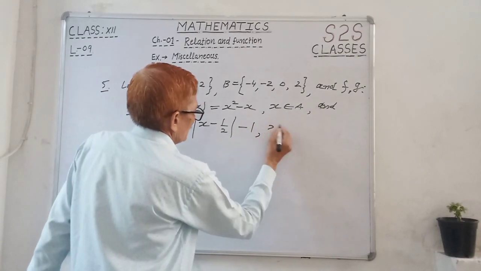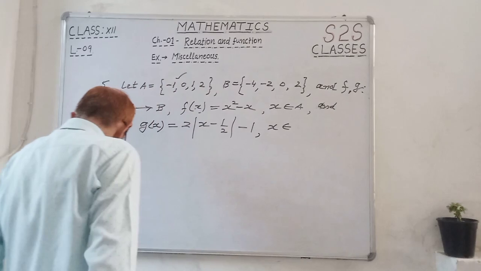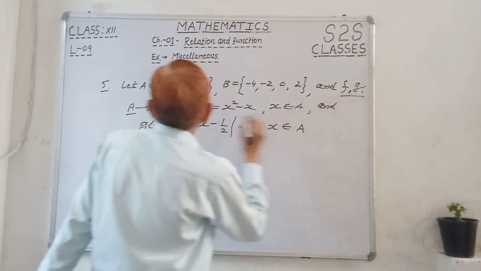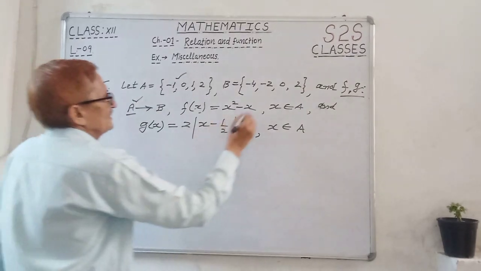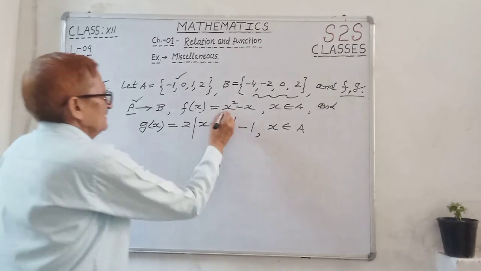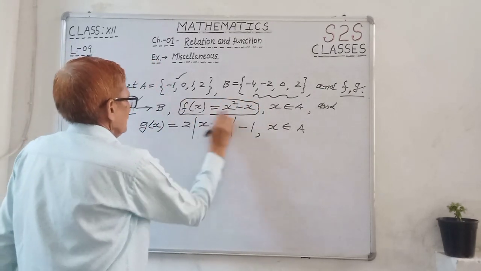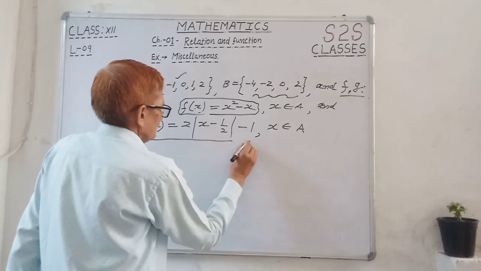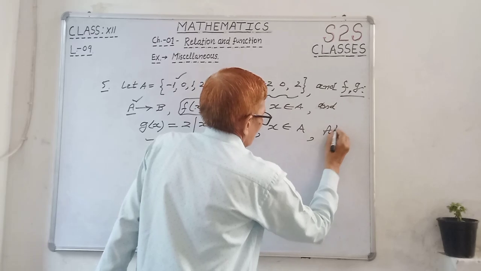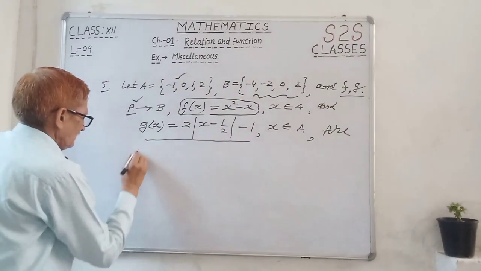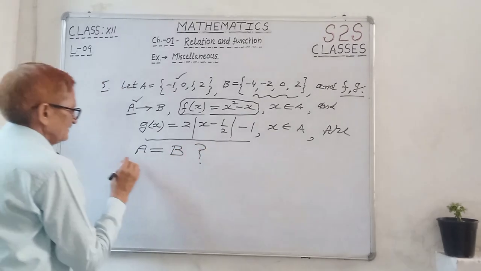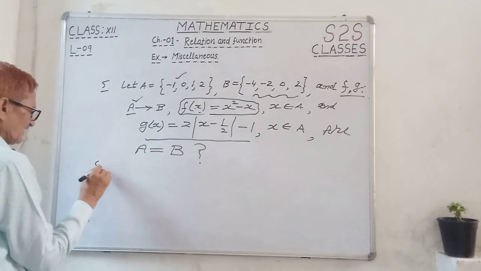This is where x belongs to A, and if both f and g have domain A, the output is B. This is for both functions: function f(x) is this and g(x) is this. Then A and B are there. We are asking: is A equal to B? This is what is being asked. Now the solution.